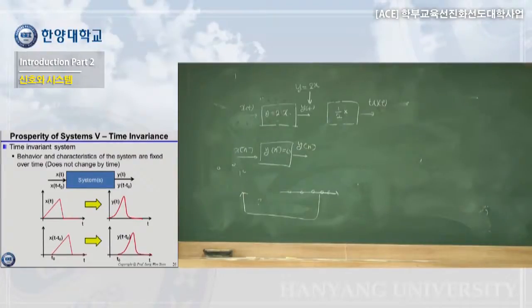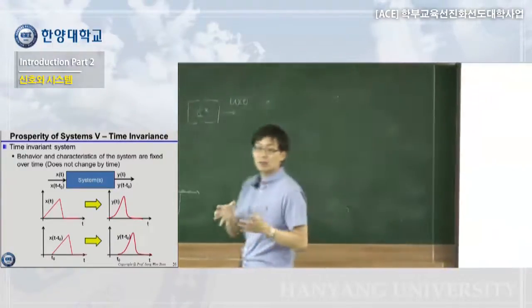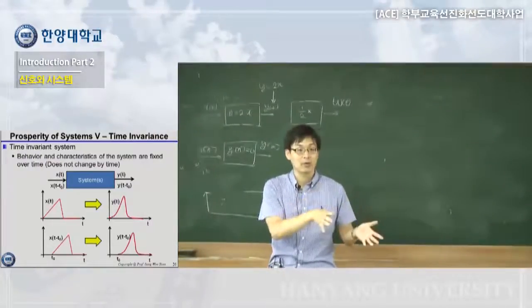Even though we apply it later, the same but shifted value will come out. So the output doesn't change by time. That's our basic assumption when you do an experiment. When you measure a certain circuit, even though you finish the lab today and come back 1 week later, our assumption is that the circuit works as before.